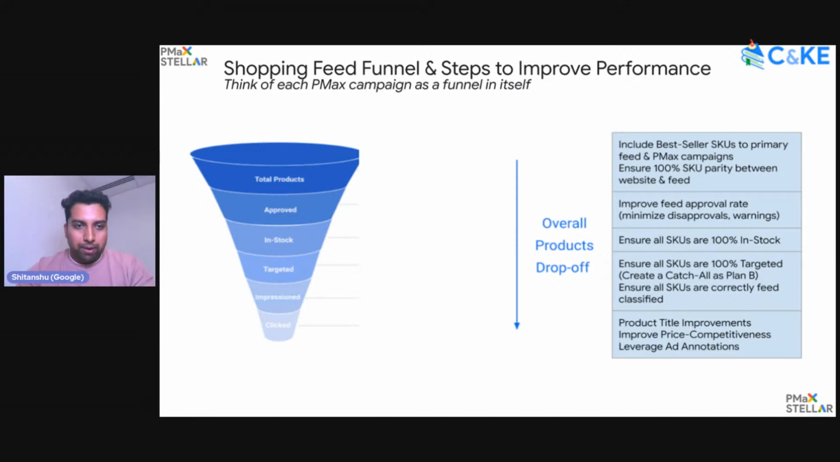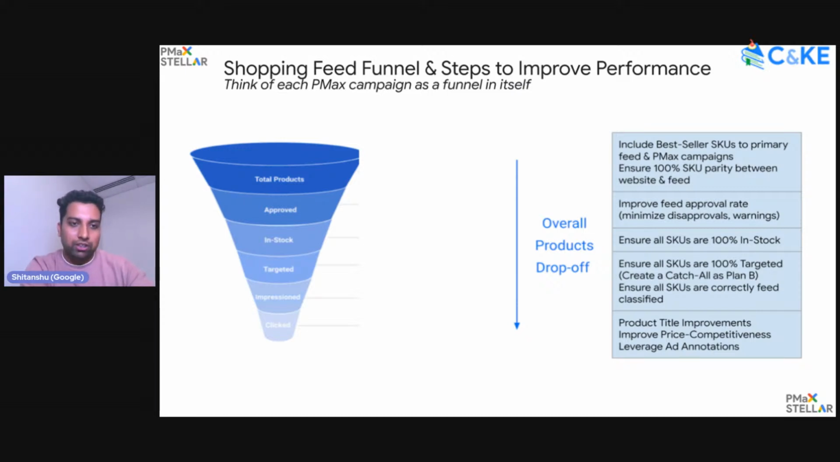Now when it comes to feed optimization, you have the first three stages in your control, which is ensuring that you add all the SKUs, or at least all the bestseller SKUs, in your feed, so that your total product size is significantly high. And then ensuring that you're closely monitoring feed approval and its health in order to address any disapprovals and improve the rate of approvals from total products. So ensuring that your churn from total product to approved products is low, and then similarly for in stock as well.